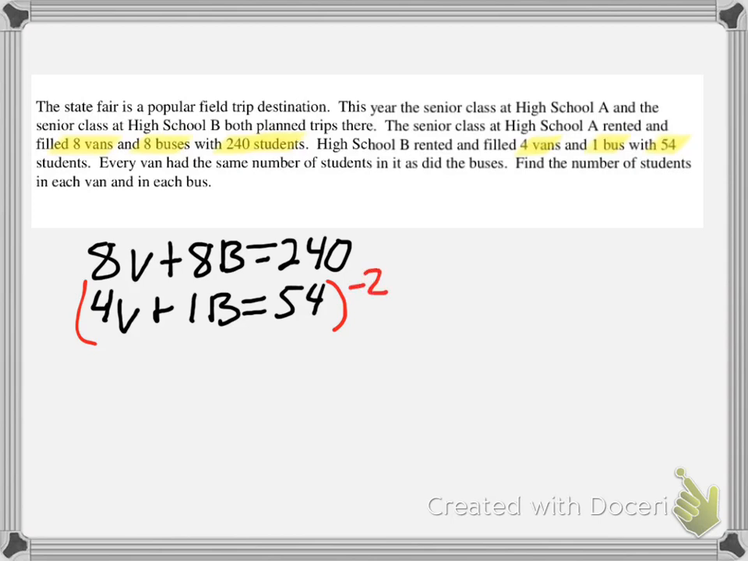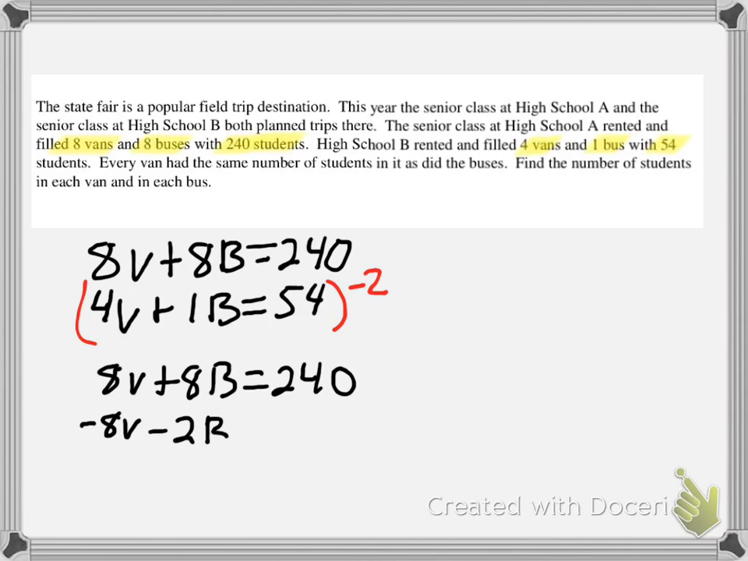So in this one, my first equation is going to stay the same: 8v plus 8b is equal to 240. My second equation, everything has to multiply by -2, so it's going to be -8v minus 2b is equal to -108.